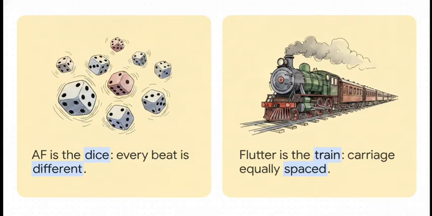Flutter, on the other hand, is like a freight train. Every single carriage is equally spaced and completely predictable. It is a regular rhythm, highly structured, well, unless the AV block varies, of course. But generally speaking, the unpredictable dice versus the steady train.